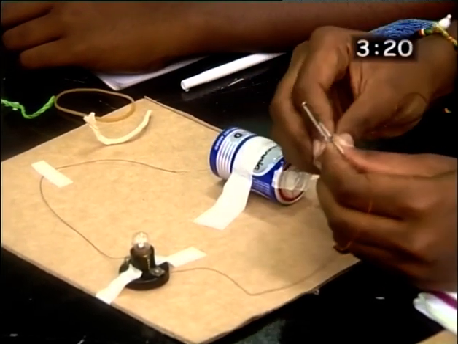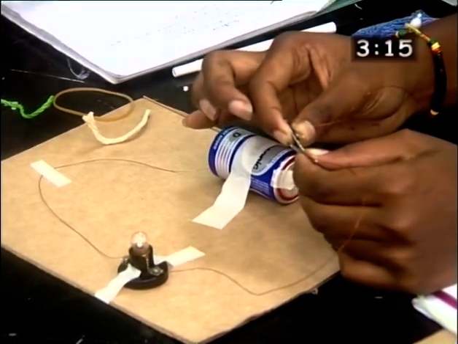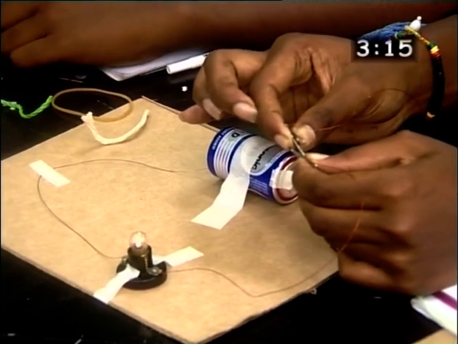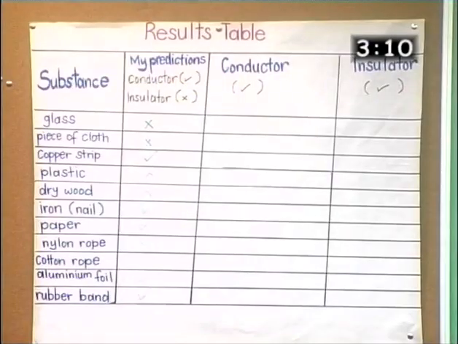Have you tested all your substances? You did, okay. Let me see what you have. Okay. So, good. If it's a conductor, you put a tick there. If it's an insulator, you put a tick there. Don't worry about the rest there. So conductor tick, insulator tick. Insulator, you put a tick under the column insulator.